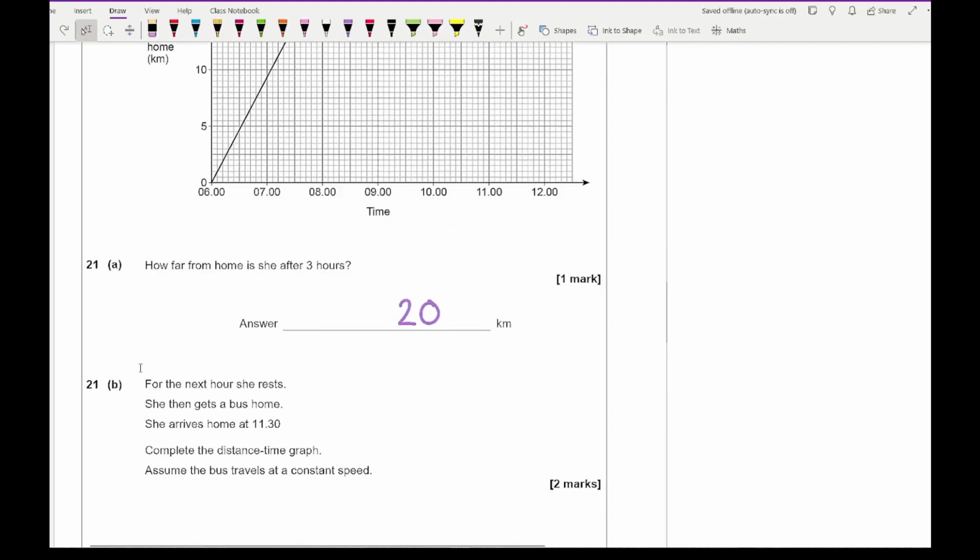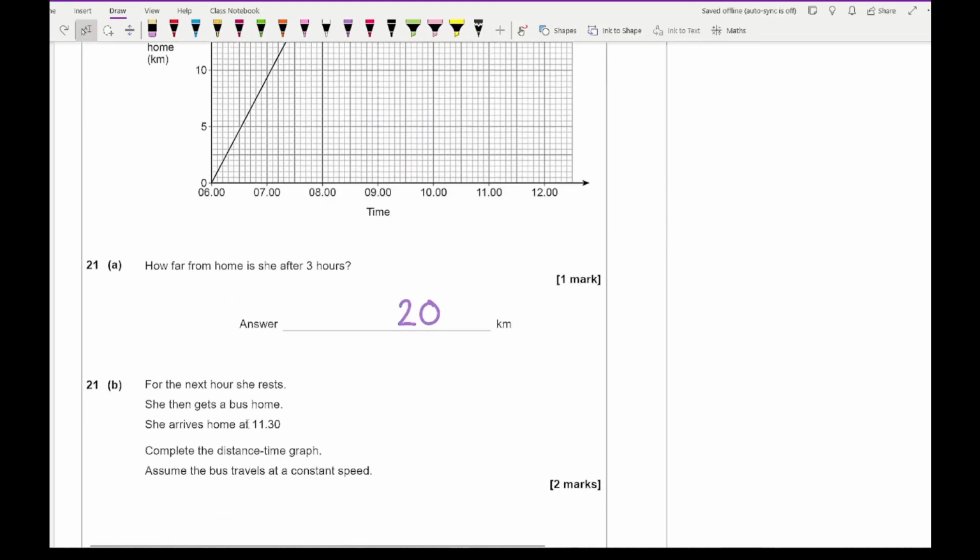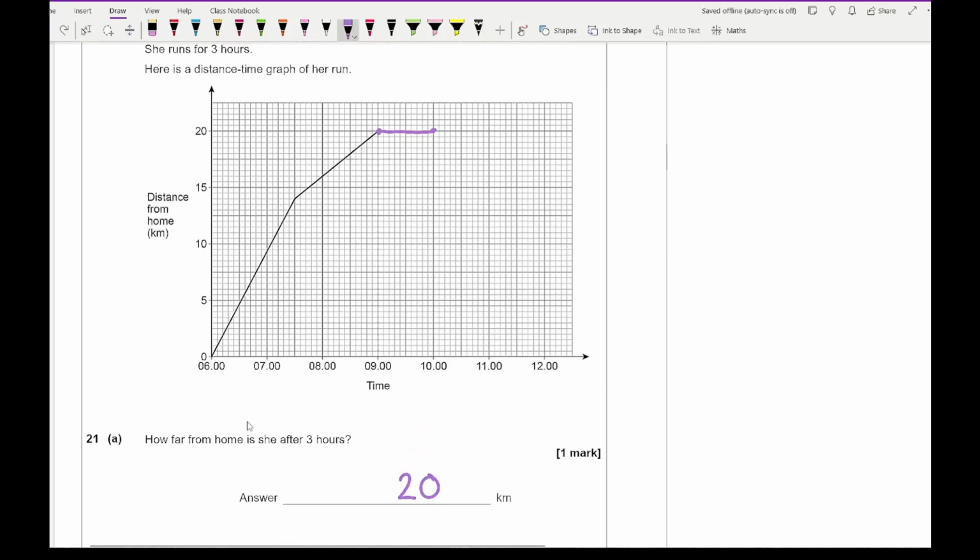It then says for the next hour she rests. She then gets a bus home. She arrives home at 11:30. Complete the distance time graph. Assume that the bus travels at a constant speed. Well, if she rests for an hour, that means she's going to be stationary. Again, you want to make sure you're using a ruler. And then she arrives home from the bus at 11:30. So home is the bottom, so that's where she gets home. All that's left for me to do is, with a straight edge, draw a line from that peak to 11:30. And again, you want to make sure that you're using a ruler so your lines are nice and straight.